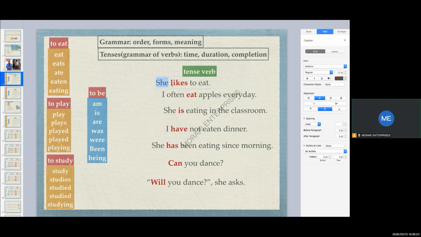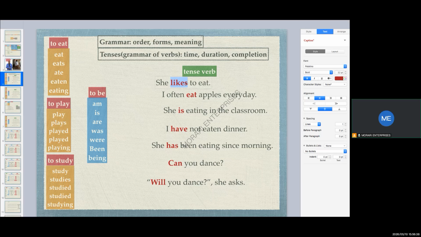So that is the I, you, we, they form. They like, we like, you like, I, you, we, they like, he, she, it likes. So if we change the subject to these two groups, we'll likely change the form of the verb.